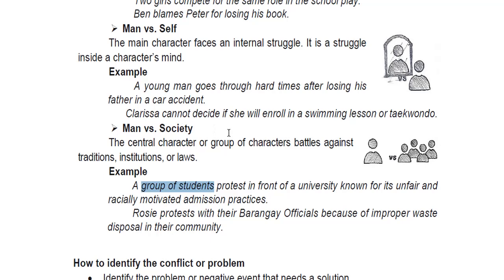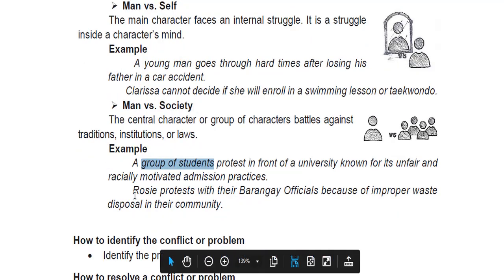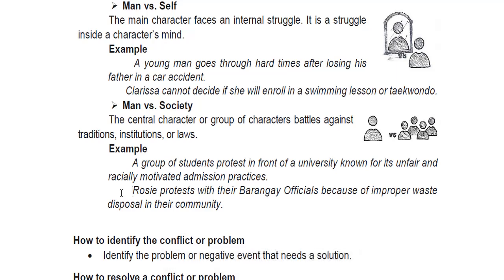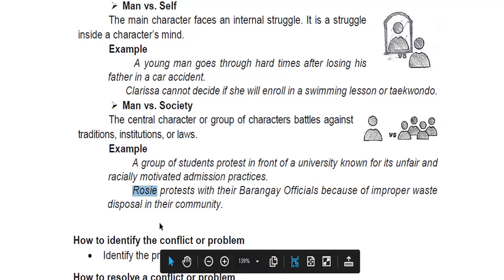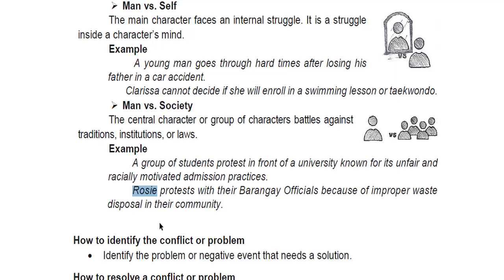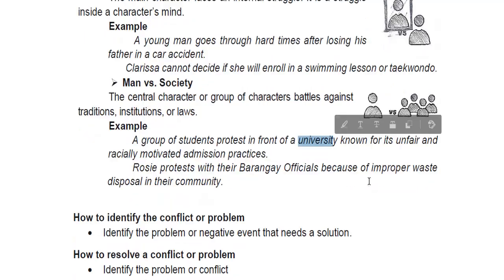So we have here a group of students as a man versus society example. Okay, so another, Rosie protests with their barangay officials because of improper waste disposal in their community. So Rosie is the man here, the person here, the character here, versus the society, the barangay officials. So for the group of students, they are the man here, but they are a group representing students only, and protesting to the society in the university.